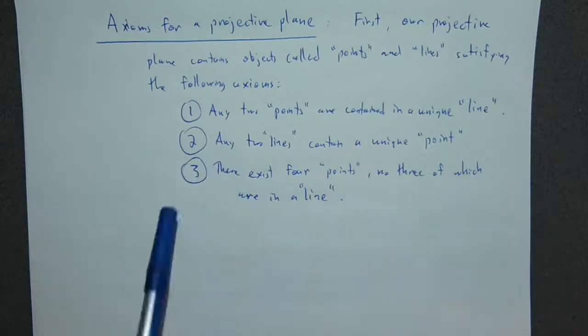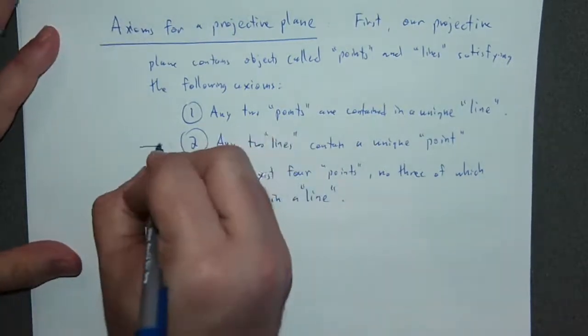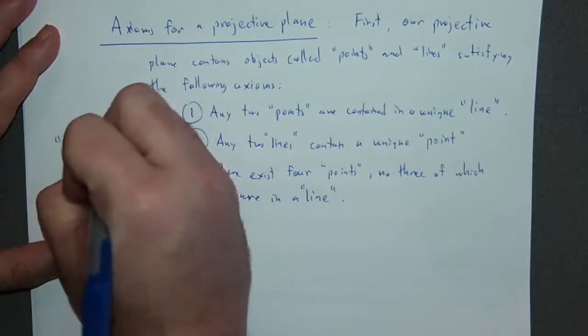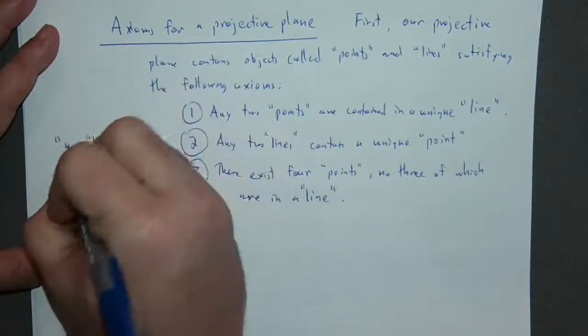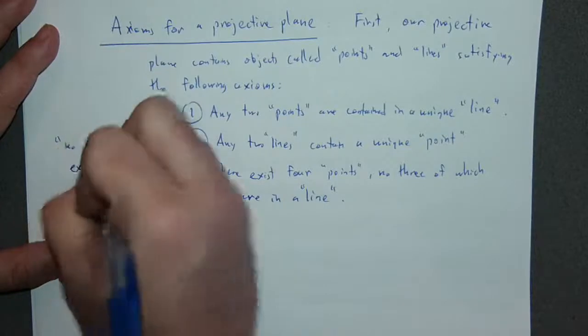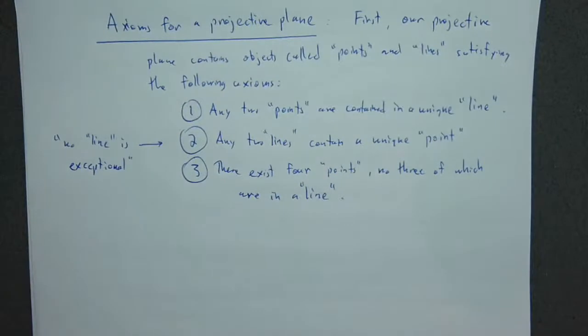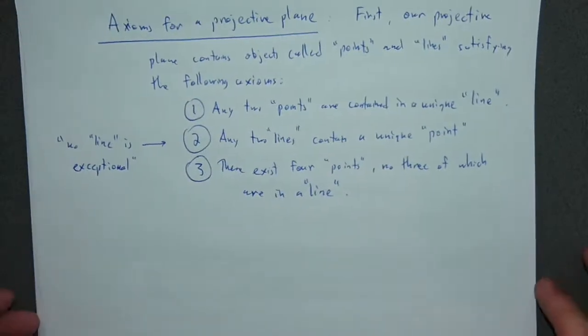So what this is saying is that no line is exceptional. Not even the choice of horizon line. The horizon line behaves like any other line. Okay, so 2 says no line is exceptional. 3 just says there's enough points that this is interesting.